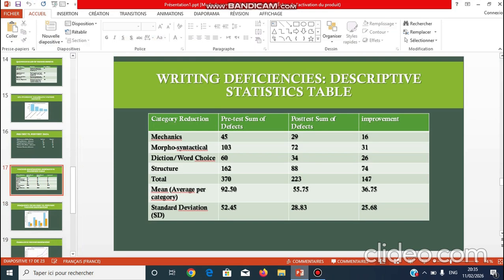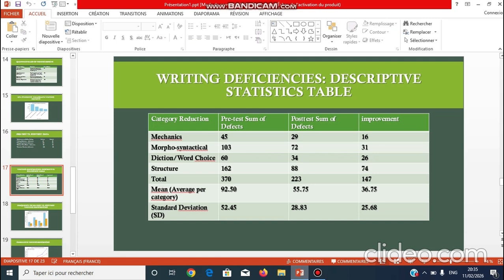Writing deficiencies, descriptive statistics table. I'm just going to focus on the mean average per category. The pretest sum of defects was 92.50. In the post-test, the sum of defects was 55.75, and the improvement is 36.75.